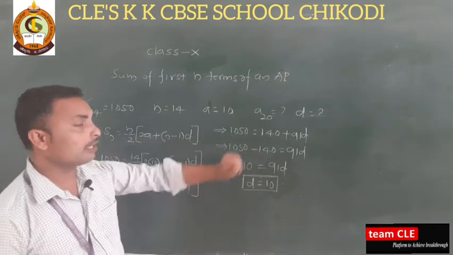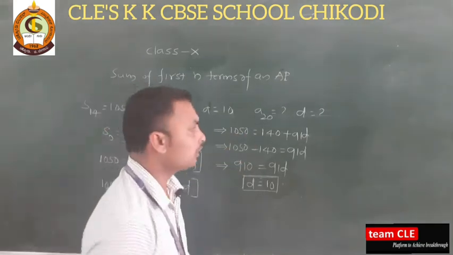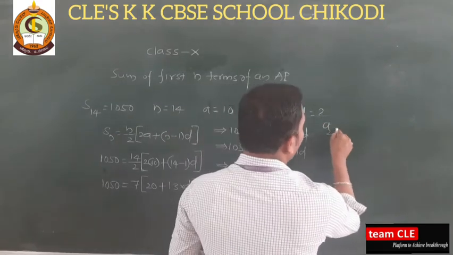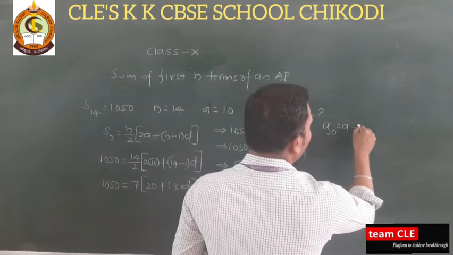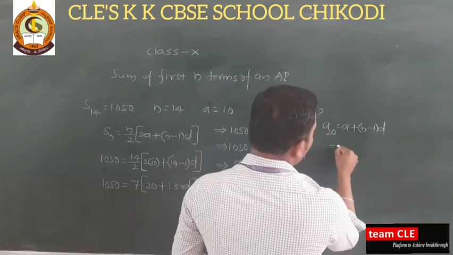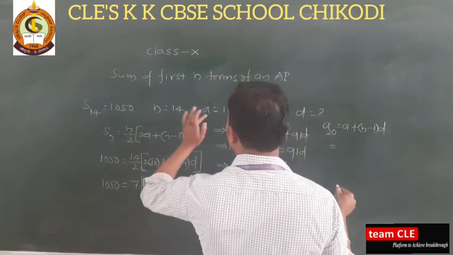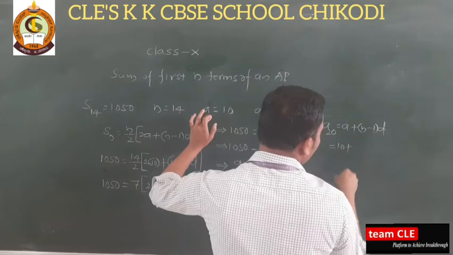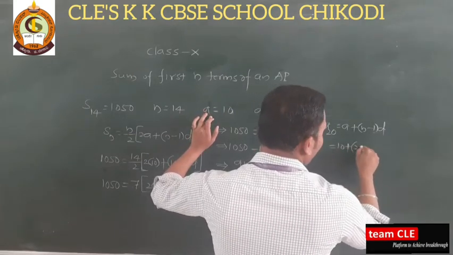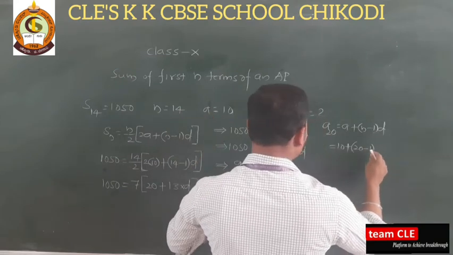Now we need to find A20, its 20th term, they told. Okay, how to find? This is very simple. A20 is equal to A plus (n minus 1) into D. Now A, how much do we have? Already we have it, it is 10, plus n, so 20 minus 1, and D we got here 10.